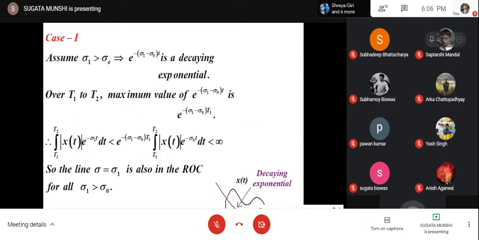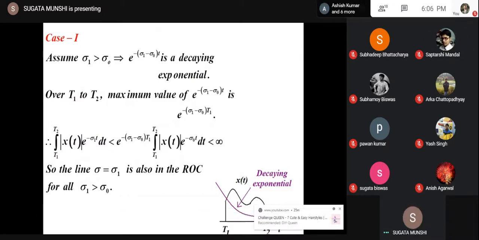So that is case 1. Sigma 1 is greater than sigma 0. That means that signal is a decaying exponential. Its maximum value is shown here over that span T1 to T2. So replacing e to the power minus (sigma 1 minus sigma 0) t by its maximum value, you get that this is less than this one. So it will be less than infinity. That one is less than infinity and this one is finite.